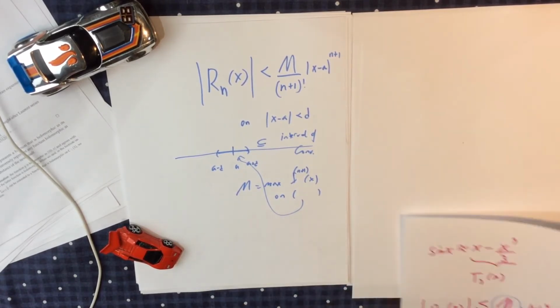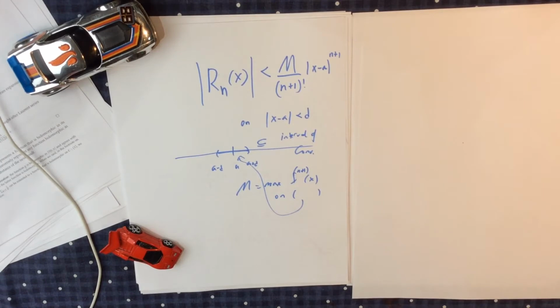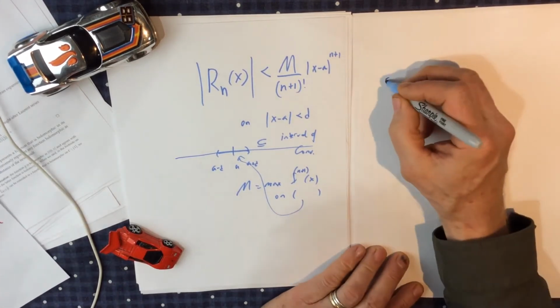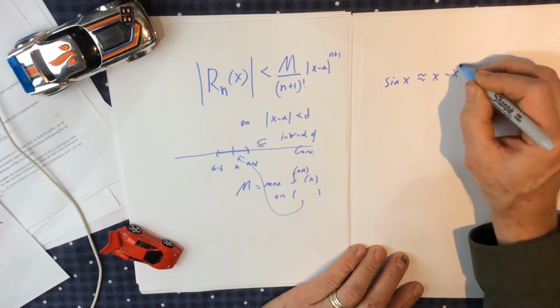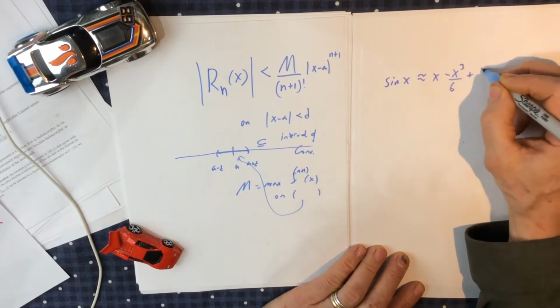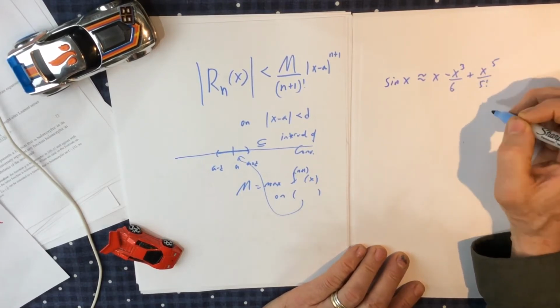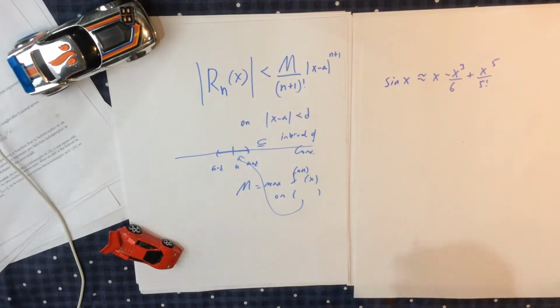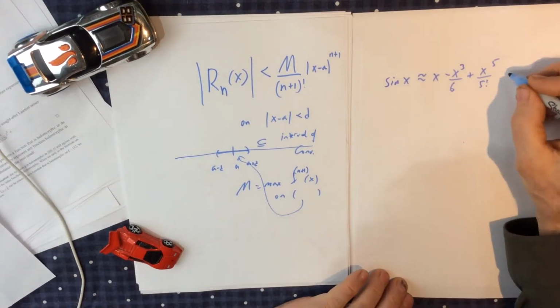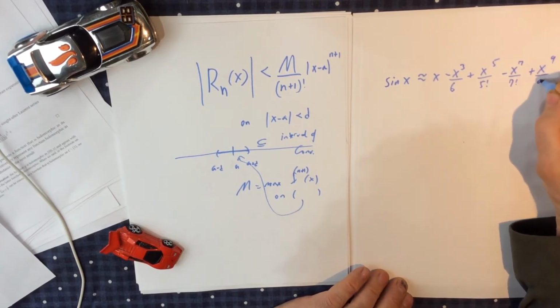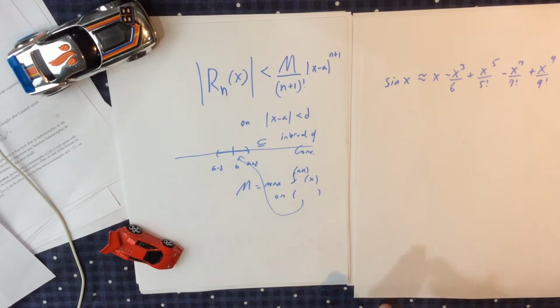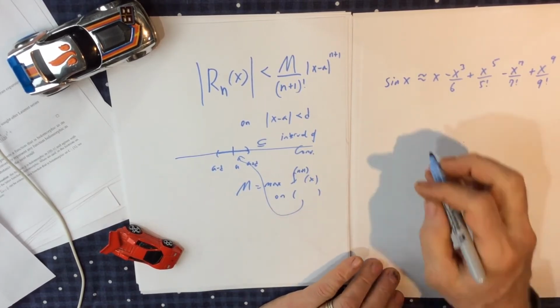Well, what would happen if we decided to go a little bit further? Let's write down an approximation for sine of x as x minus x cubed over 6 plus x to the fifth over 5 factorial. And let's go all the way up to, how far should I go? Let's go to the 9th. Minus x to the 7th over 7 factorial plus x to the 9th over 9 factorial. This is a 9th degree polynomial.